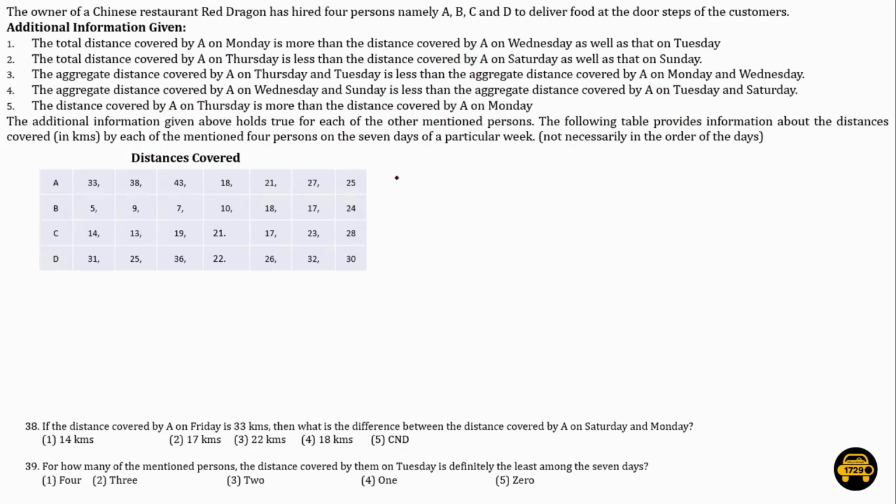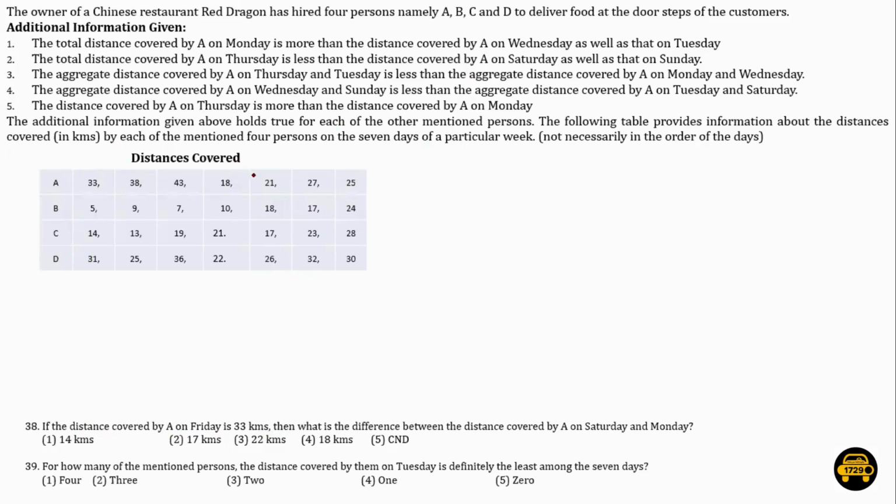So now we have to first, in order to solve this question, you can even have a look from the question itself. If the distance covered by A on Friday is 33 kilometers, then what is the difference between distance covered by A on Saturday and Monday? So we have the data of 4 people, A, B, C, and D, and about the distances they covered on 7 days of the week.